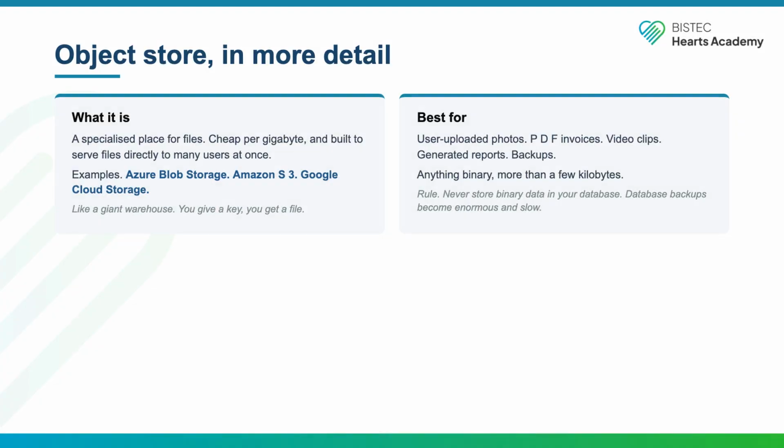We mentioned object stores. Let me give you a few more details. An object store is the cheapest place to put files. You pay per gigabyte stored per month and per gigabyte of data served. For most business scale applications, that is small change. Examples: Azure Blob Storage, Amazon S3, Google Cloud Storage. Best for user-uploaded photos, PDF invoices, short video clips, generated reports, database backups, anything binary that is more than a few kilobytes.